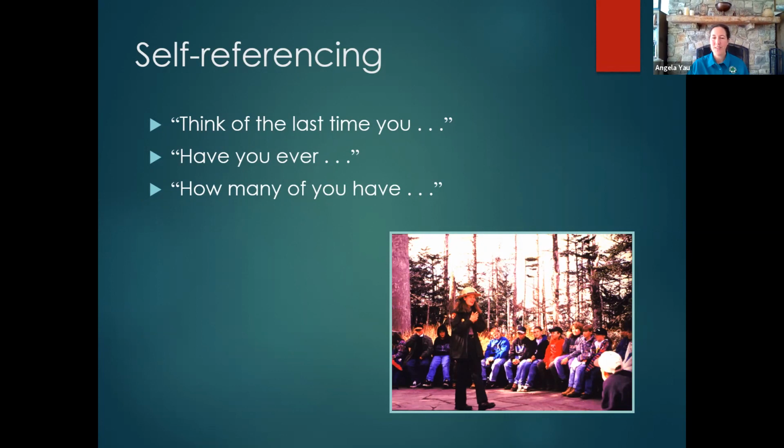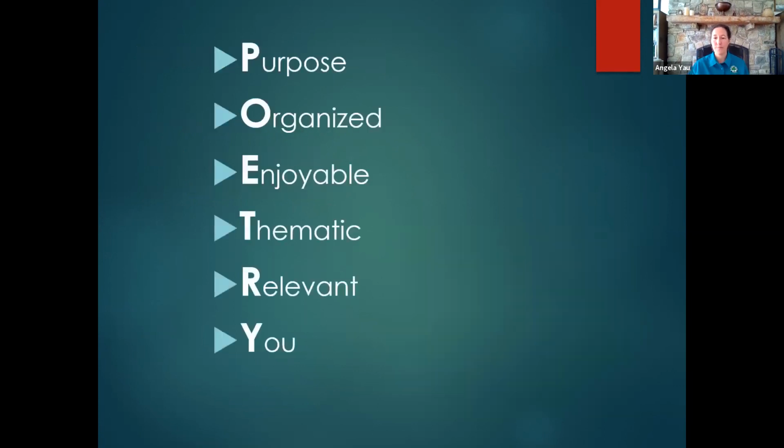So that self-referencing, you can see there's lots of ways you can adapt this to fit your program, to reference your topic or your theme, but also be automatically tapping into your visitor's own experience. So I just want to wrap up that the poetry of interpretation is that it's purposeful, it's organized, it's enjoyable, it's thematic, it's relevant, and the most important piece is you.